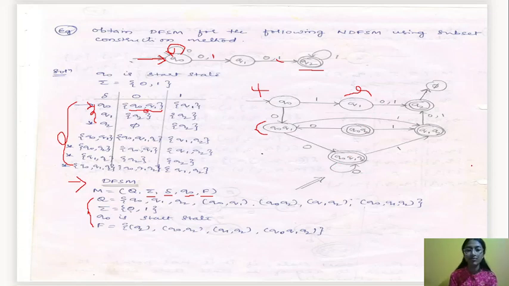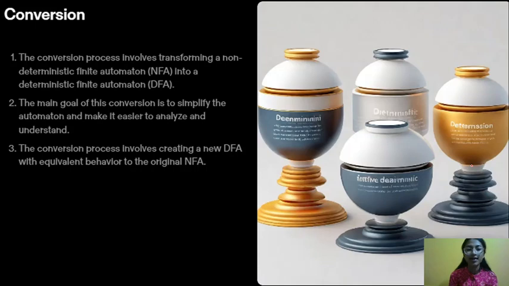So let's move on with the next slide. The conversion process involves transforming a non-deterministic finite automaton into a deterministic finite automaton. The main goal of this conversion is to simplify the automaton and make it easier to analyze and understand. The conversion process involves creating a new DFA with equivalent behavior to the original NFA.